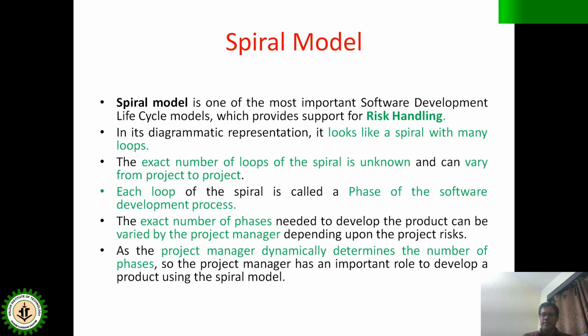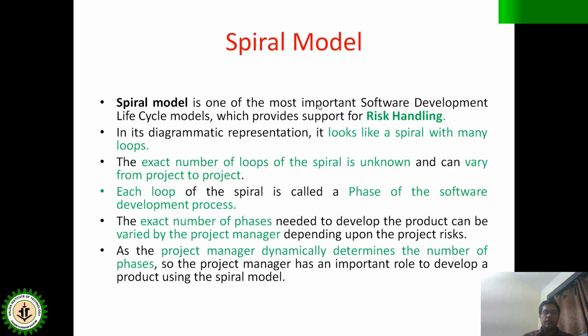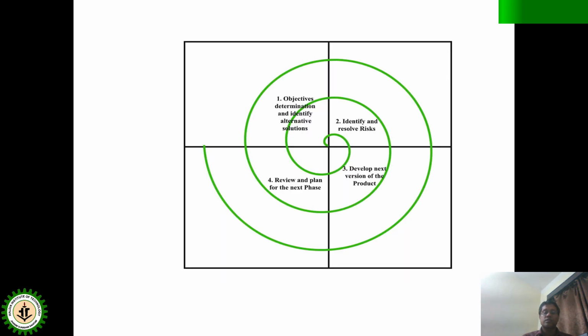Next is the spiral model. So what is the spiral model? The spiral model is another kind of SDLC, and that is used for risk handling. So here you can see the pictorial representation of the spiral model. It consists of 4 phases or 4 quadrants. Now this spiral model looks like a spiral with many loops. So here you can see this is the spiral.